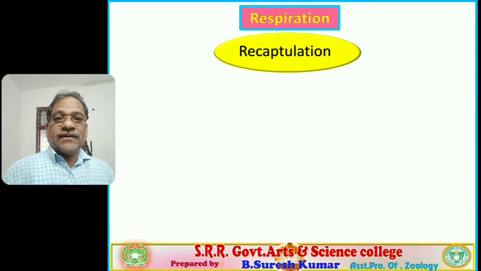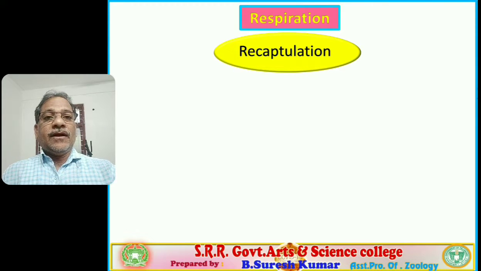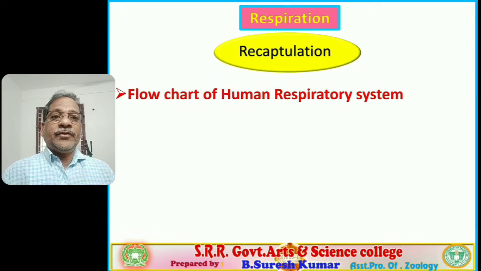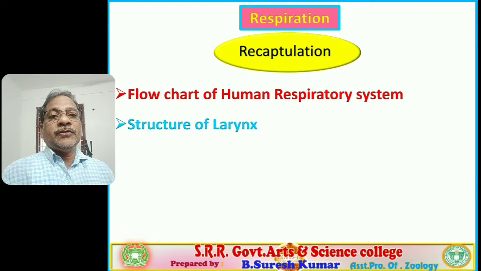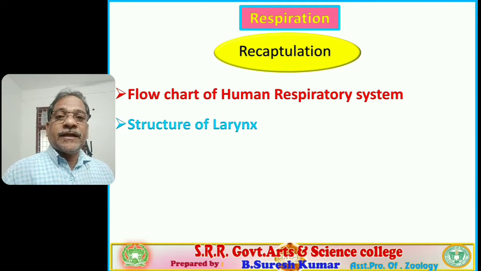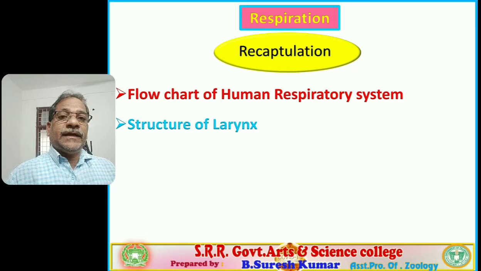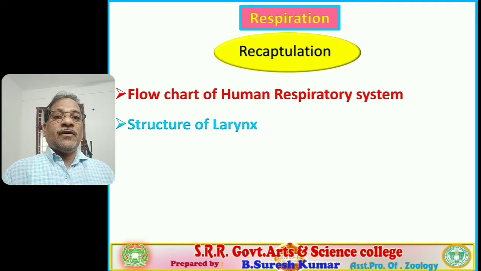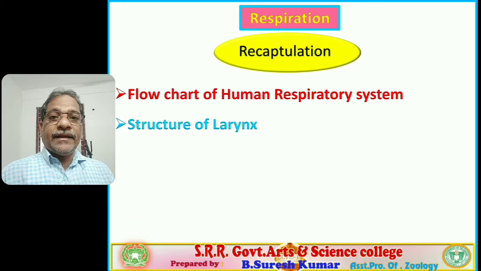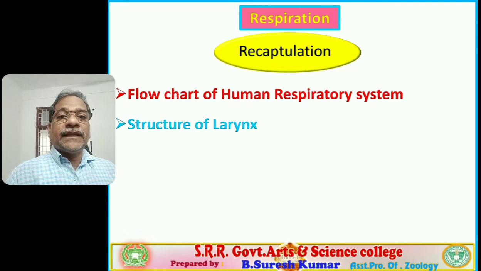In last class, we completed the flow chart of the human respiratory system as well as the description of various parts of the human respiratory system up to the larynx. We also discussed the structure of the larynx. The larynx is constructed with 9 cartilages, and we got the idea of the function of the larynx and everything.